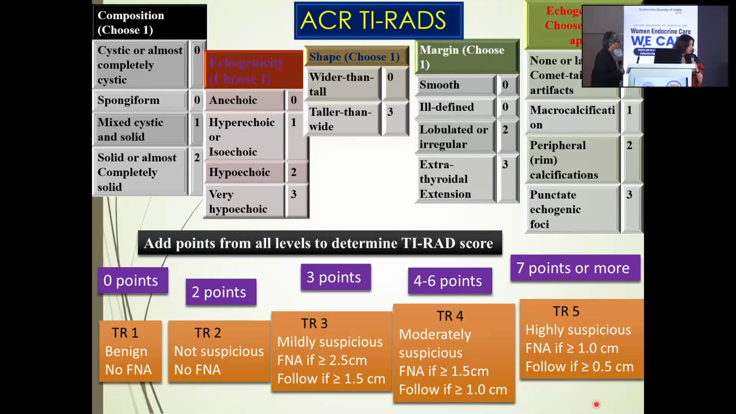Yeah, absolutely. And also, as you all see, we have the ATA TIRADS also. If you see here, we have a little bit higher threshold for FNA. So why was this developed? Because they don't want us to do unnecessary FNACs, and also not exactly to miss any.